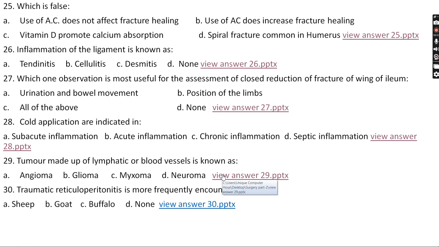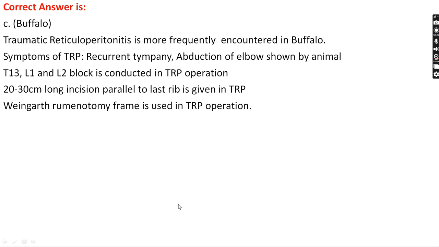Okay. Question number 30. Traumatic reticuloperitonitis is more frequently encountered in option A, sheep, option B, goat, option C, buffalo, option D, none. The right answer is option C, that is buffalo. If we see the symptoms of TRP, there's recurrent tympany and abduction of the elbow. For TRP operations, we have to block T13, L1 and L2. A 20 to 30 centimeter long incision, parallel to the last rib, is given in case of TRP, and for the TRP operation we use the Weingart ruminotomy frame.